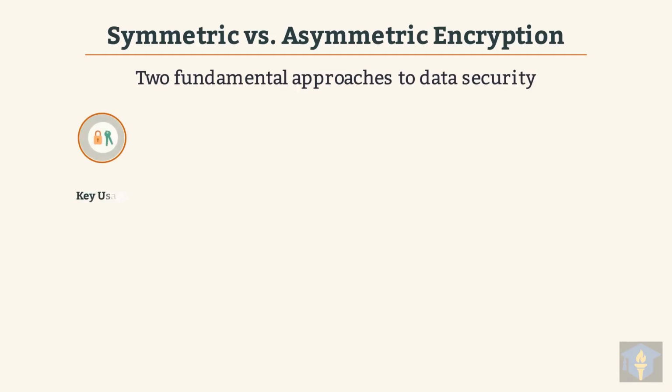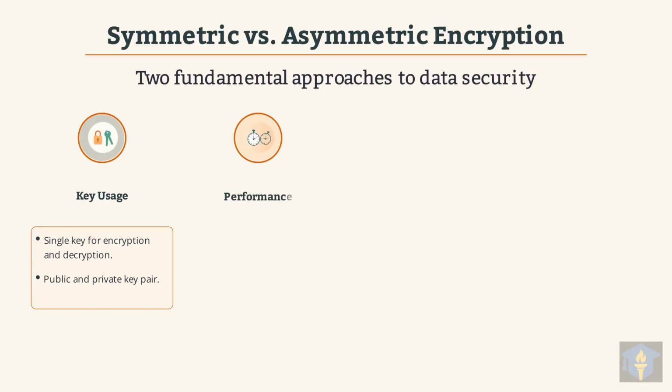Let's begin by examining how keys are used in each of these encryption types for securing messages. Symmetric encryption utilizes a single, shared secret key for both encrypting and decrypting the information. Asymmetric encryption, however, uses a unique pair, a public key for encryption and a private key for decryption.